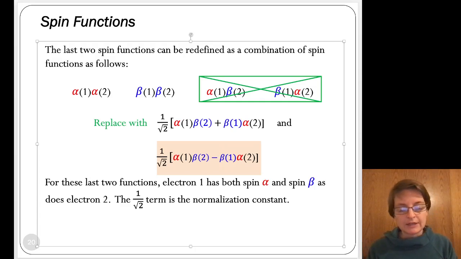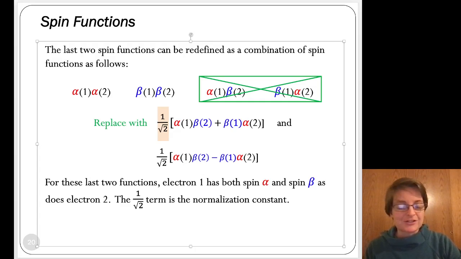If you've taken a linear algebra course, this may look familiar to you, because essentially what I'm doing is a change of basis formula. For the rest of us, I just want you to notice that these 2 functions have the property of indistinguishability. If I switch which electron is electron 1 and which electron is electron 2, these functions don't change at all. And I'll have you notice that we do introduce a factor of, in this case, 1 over square root 2, and that's due to normalization.